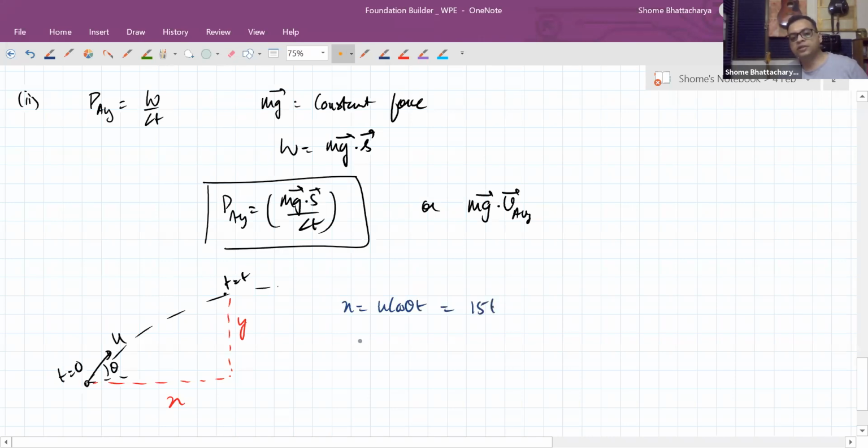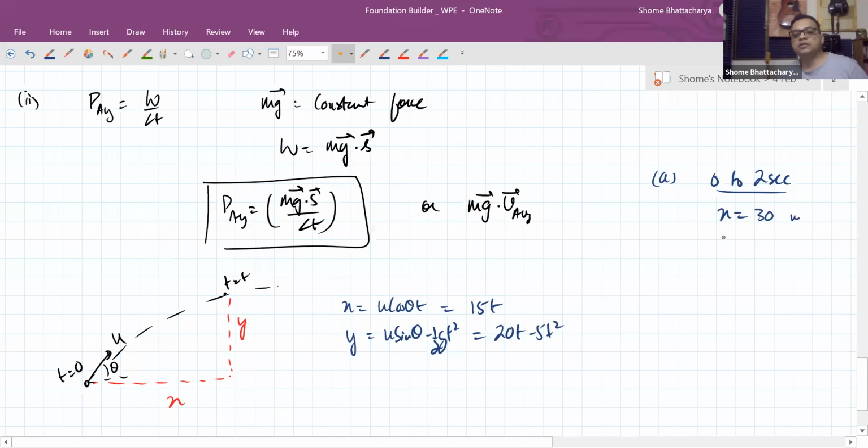So that is 15t. So that is 20t minus 5t square. So now in the A part, from 0 to 2 seconds, you can see that the x component of displacement will be 30 and the y component of displacement will become 20.